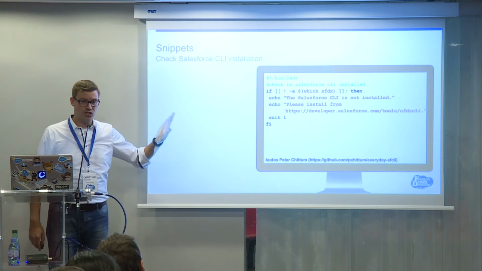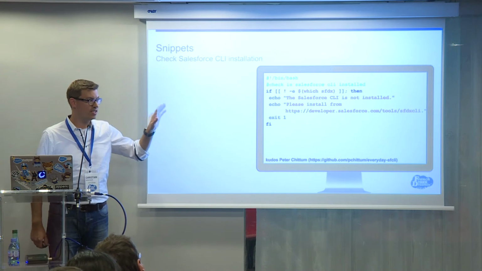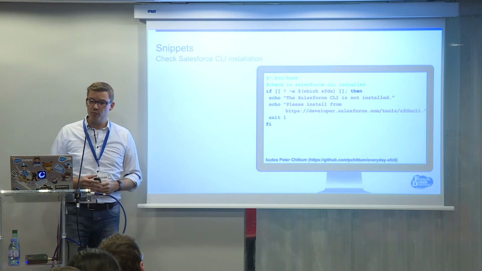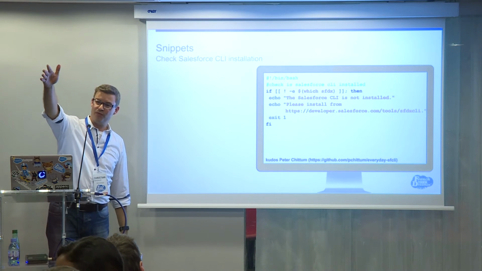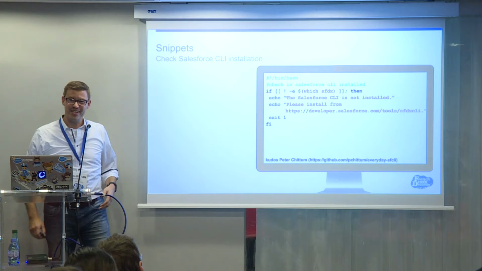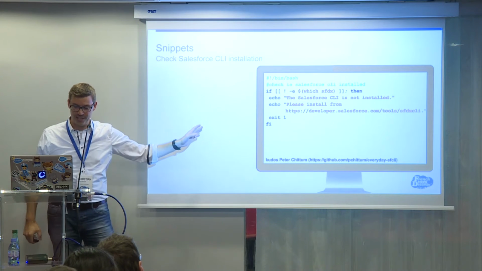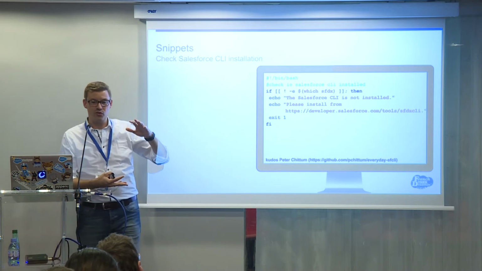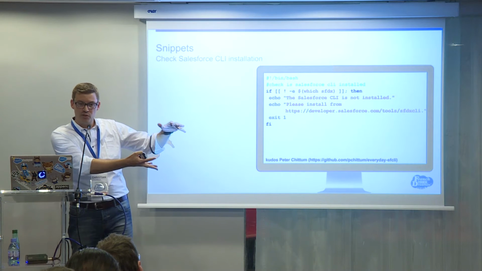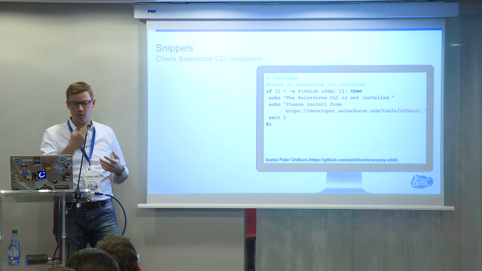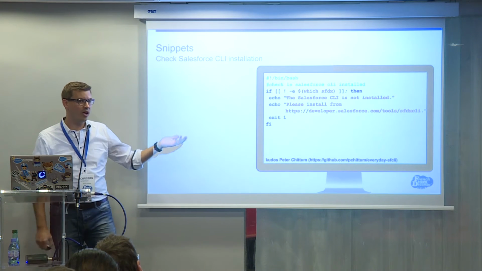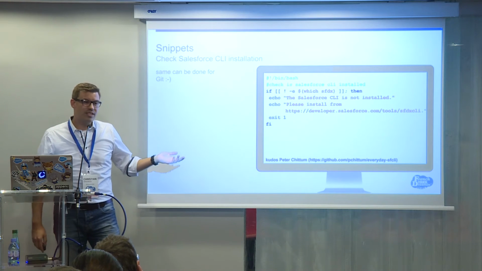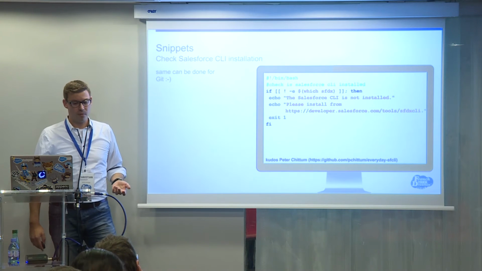So, for instance, to check if the Salesforce CLI is really installed, you can use this snippet from Peter Chittum. He's sitting in the back right, so thank you, Peter, for this small snippet. You can put this into your script to make sure that if someone else from your team is using the same script, they get a proper error message whenever the script fails. And of course, the same can be done to check if Git is installed.